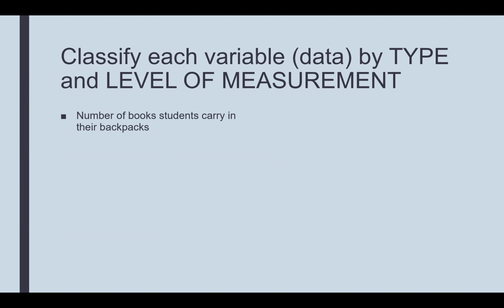These are multiple select, as they call it, because you have to select more than one answer. You're going to choose 2 answers for each one because you have to choose whether it's qualitative, quantitative discrete, or quantitative continuous. And then you have to decide, is it nominal, ordinal, interval, or ratio? The first one is the number of books students carry in their backpacks. Is it qualitative, quantitative discrete, or quantitative continuous?